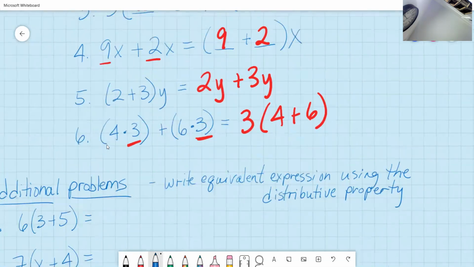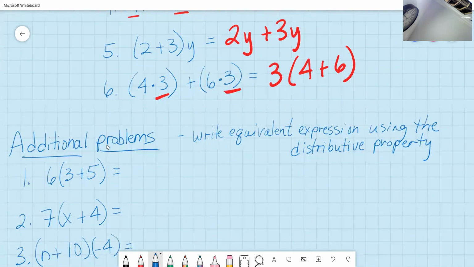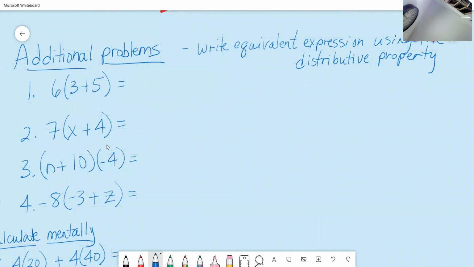Okay, so I have some additional problems for you, and then I'll give you your homework assignment so that you can get some practice this afternoon and this evening. And then we'll have another video where I go over those answers. So in 1 through 4, what we'd like to do is write an equivalent expression using the distributive property. This is exactly what we just did in skill check 2.